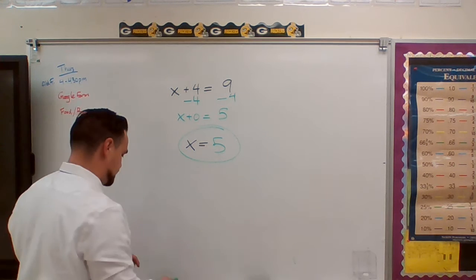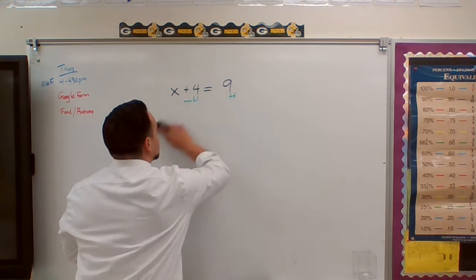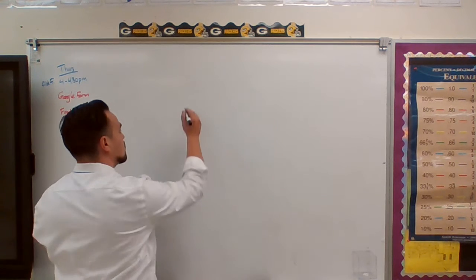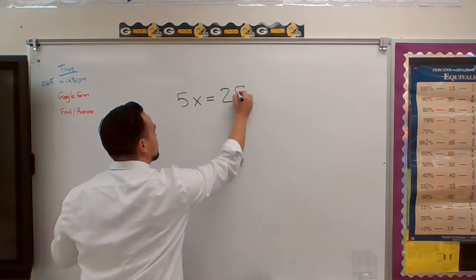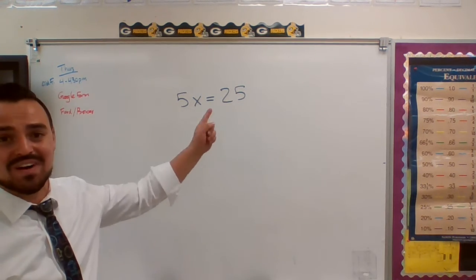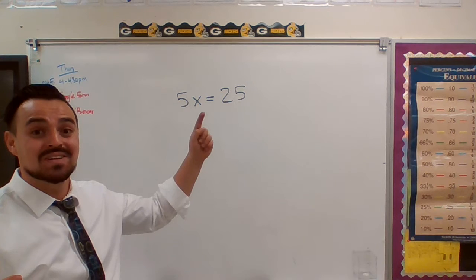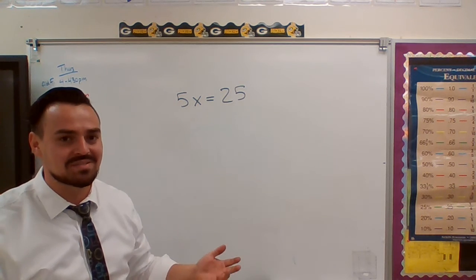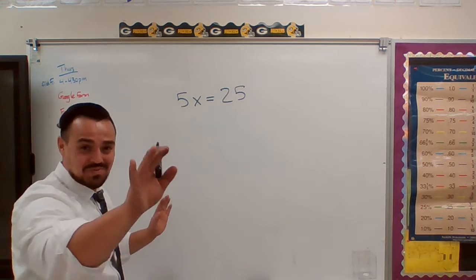Another example. Five x is equal to 25. Once again, you're seeing 5 times something. 5 times something is equal to 25. And you're like, yeah, 5 times 5 is equal to 25. It's not hard. Again, just stick with me on this process, just real quick.